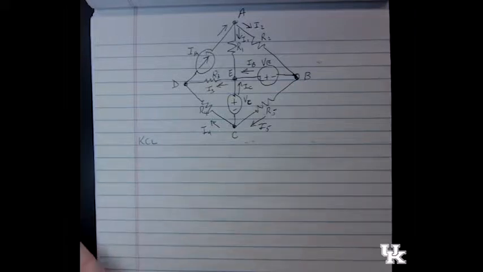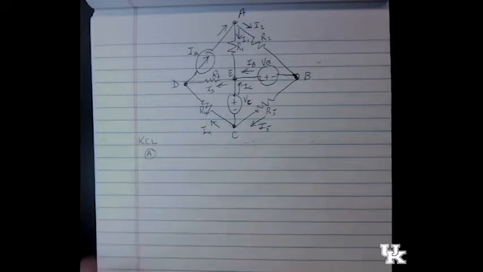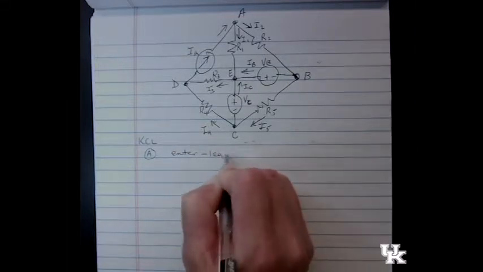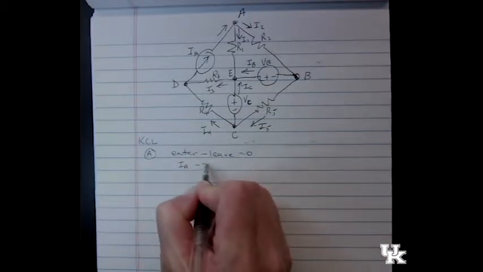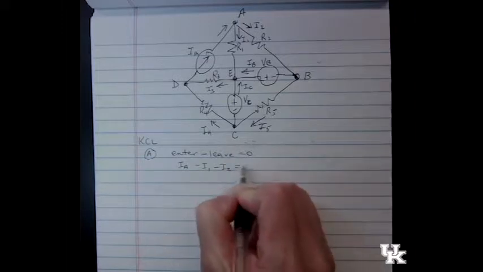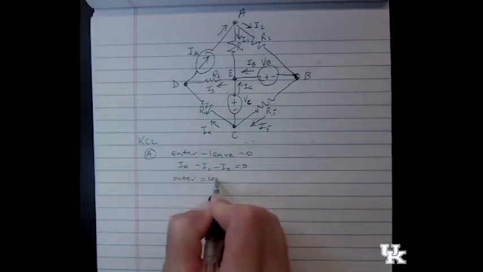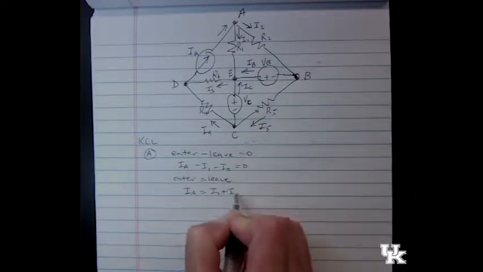All right, so we've got everything labeled in terms of currents. And let's do node A. We would have, I'm going to write it first, entering minus leaving equals 0. So that would look like IA entering minus I1 minus I2 equals 0, because it's KCL. It's a conservation. All right, I could write entering equals leaving. I would have said IA entering equals I1 plus I2 are both leaving.